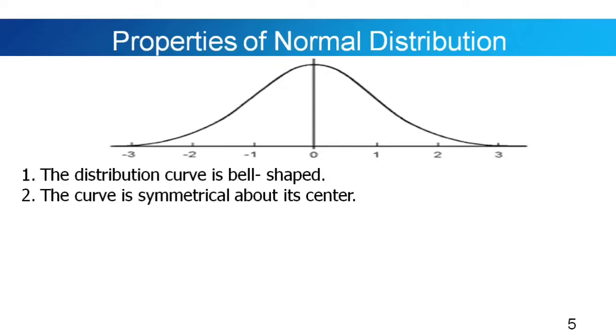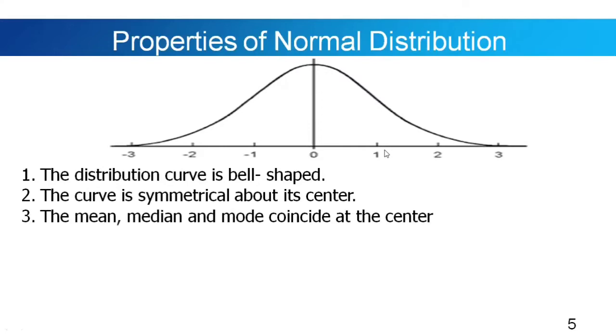Second, the curve is symmetrical about its center. If you draw a straight line from the top going down at the center of our normal distribution curve, we can see that the left side is symmetrical to the right side. Third, the mean, median, and mode coincide at the center. So we can find our mean, median, and mode here at the center.